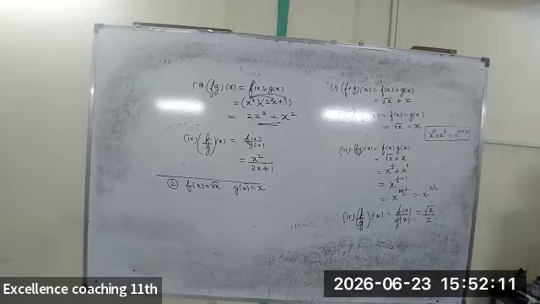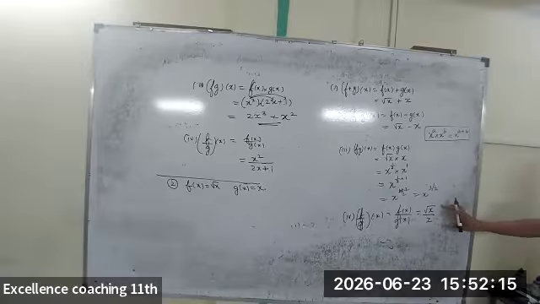Whenever you have a combination of root x and x, you can also do it that way, raised to half, then take it up with a minus. Or a shortcut is there.